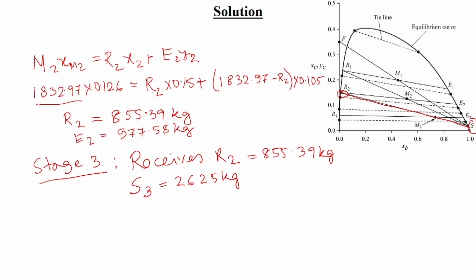Now we do the component balance for this system, R2 and S, to get M3. The mixture M3 is the summation of R2 and S3. So, M3 x M3 is equal to R2 into x2 plus S3 and y3. M3 is the summation of these two, R2 and S3, which comes out as 3480.39.